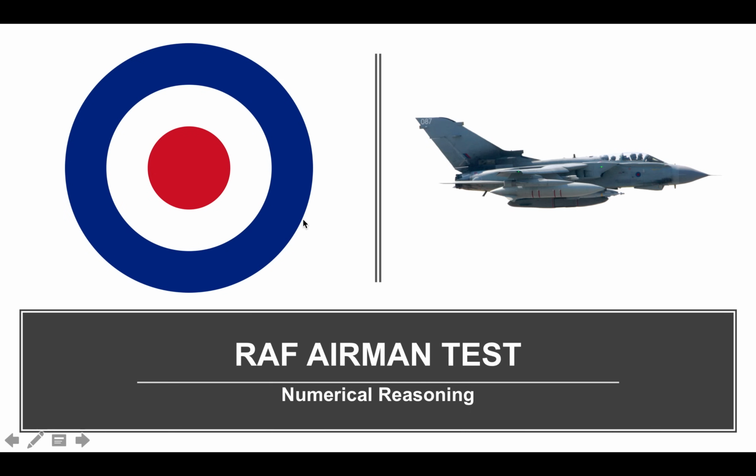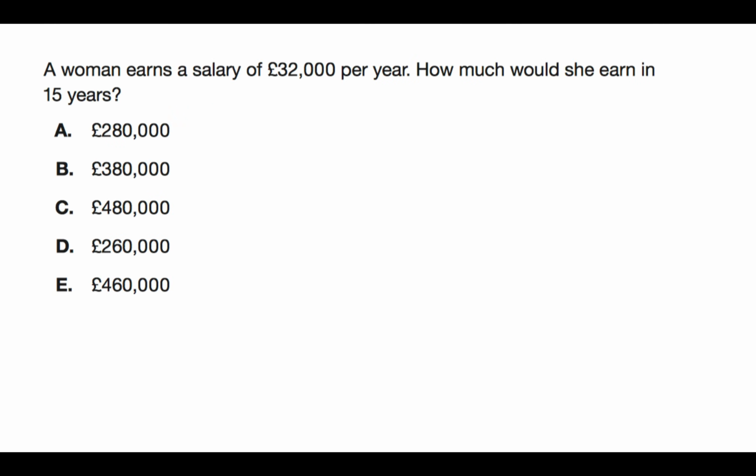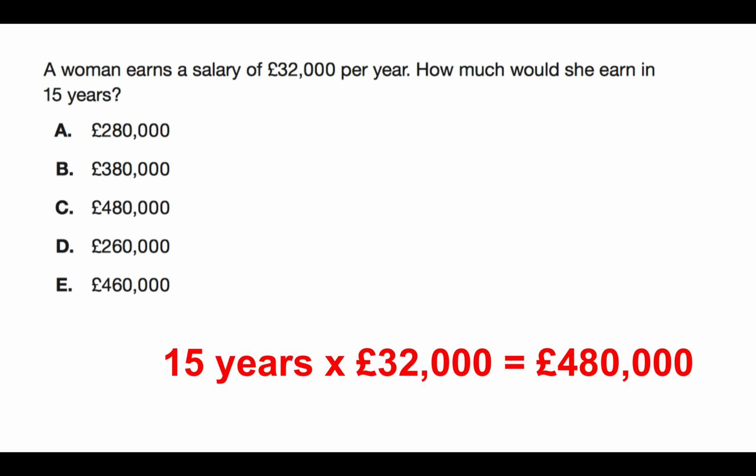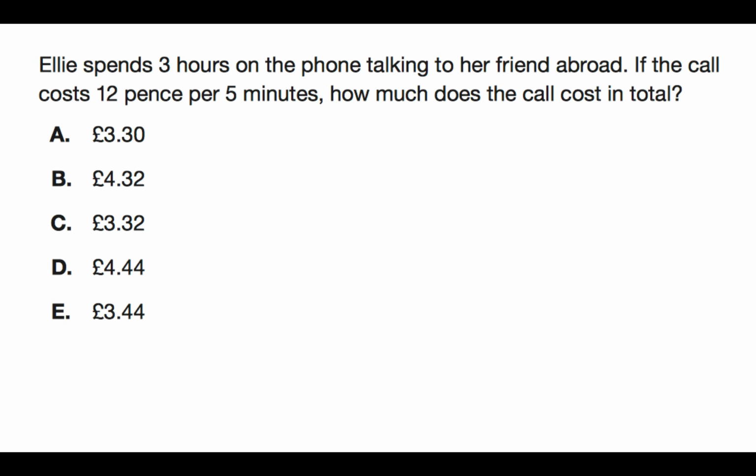Let's now take a look at a numerical reasoning question that forms part of the RAF Airman test. A woman earns a salary of £32,000 a year. How much would she earn in 15 years' time? So the way that we need to tackle this question is 15 years times £32,000 equals a simple question there, and the answer is C, £480,000. Okay, so 15 years times £32,000.